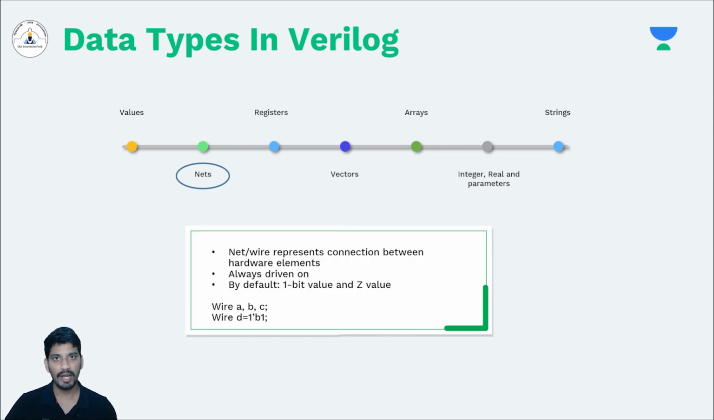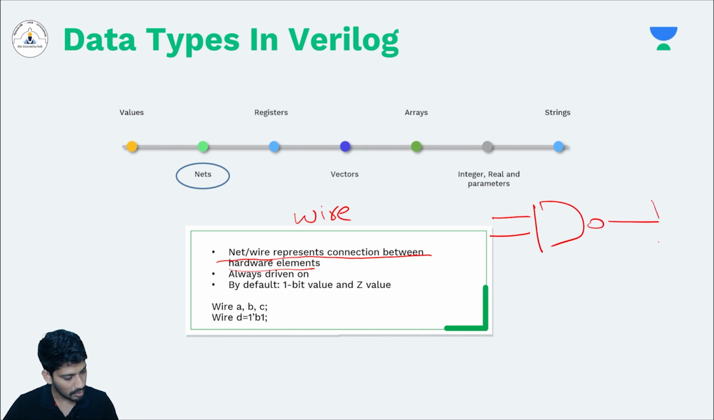And now let's see what is a net and what is a register. The net and register are the two most important data types that are available in Verilog. A net is represented by using a keyword called wire. So often in this course, we will use net and wire as interchangeable words. The net is used to represent connection between hardware elements. If you have any circuit like this, the net or wire is this connection.